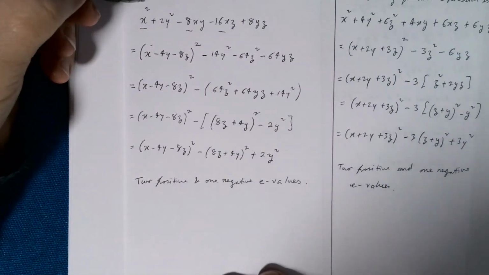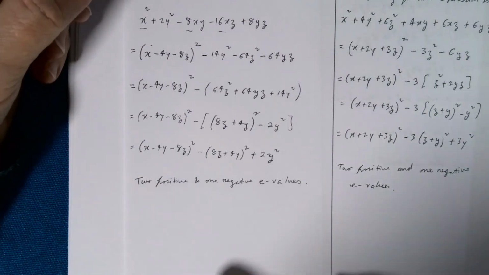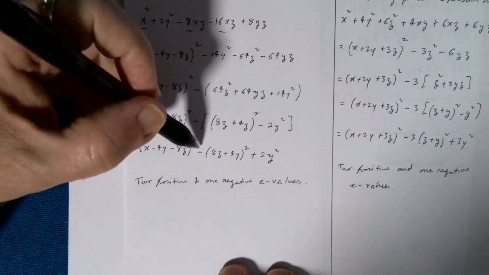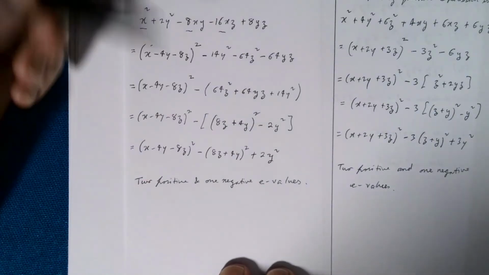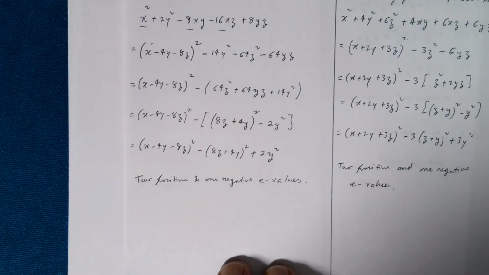Now this is not giving me the eigenvalues, but it's giving me the signs of the eigenvalues. That's what Sylvester's law tells me. So I've got a plus here, a minus, and a plus here. So there'll be 2 positive and 1 negative eigenvalues.